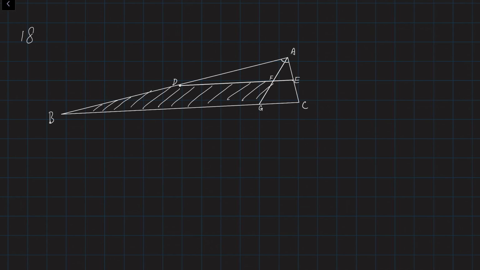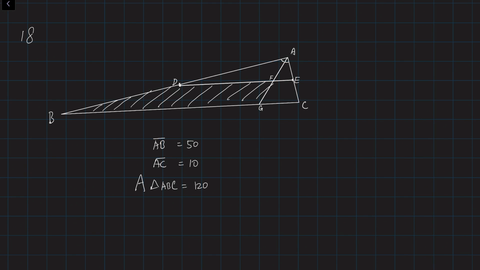Let's look at problem 18. Problem 18 says triangle ABC with AB equals 50 and AC equals 10 has area 120. So AB equals 50, AC equals 10. The area is 120. And let E be the midpoint of AC. So E here, this and this should be the same. That's the midpoint. And as well, D is the midpoint of AB.